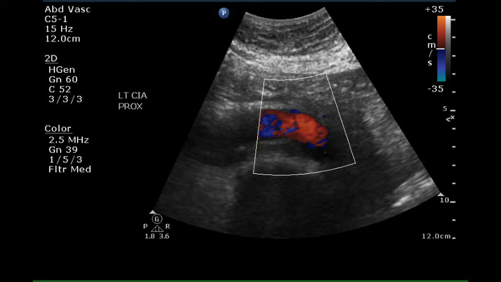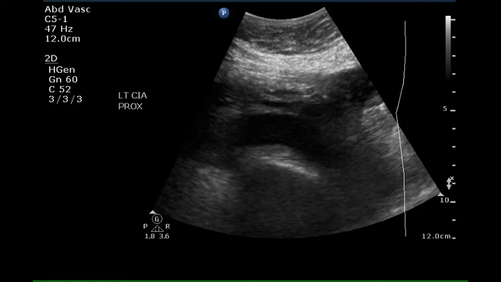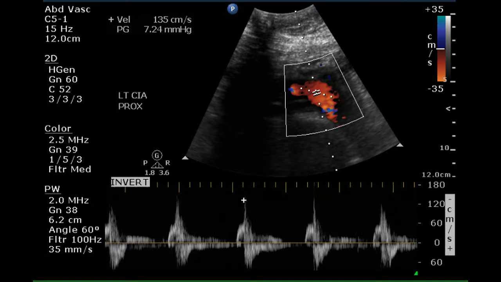The left common iliac artery in the proximal region fills with color, indicating a small amount, if any, plaque. Grayscale adds to this conclusion. The proximal left common iliac artery demonstrates high resistance flow with cessation of flow during diastole. There is no clear demonstration of reverse flow on this waveform, although it appears to be somewhat turbulent.